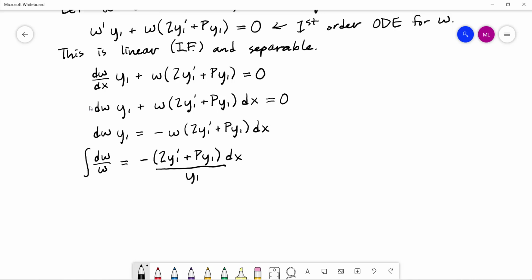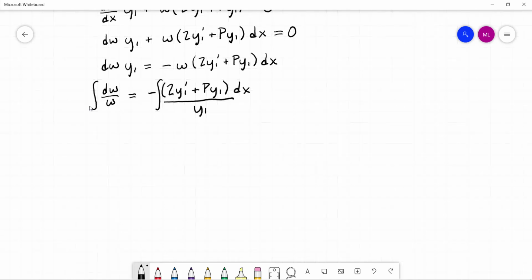And now we can integrate both sides. On the left, I'm going to get the natural log of the absolute value of w. And on the right, I'm going to split this up into a couple of separate integrals. So the first integral I'm going to look at is, let's factor that 2 out, and I'll have negative 2 of y1 prime over y1 dx. So these two terms are accounted for with this part.